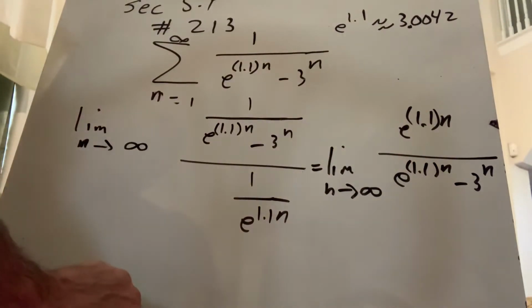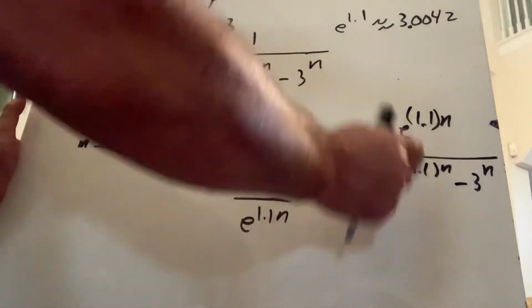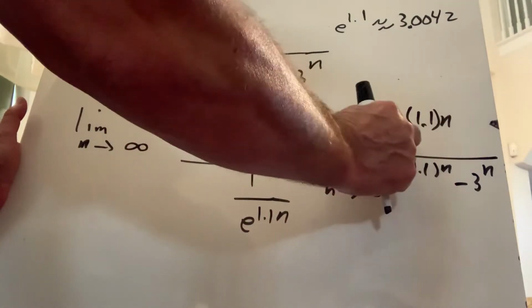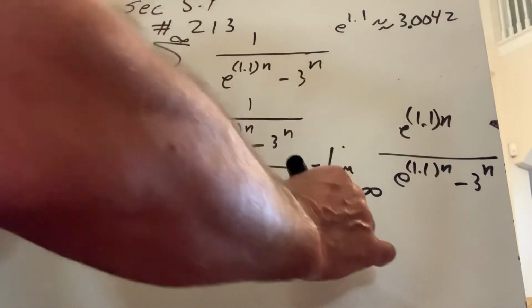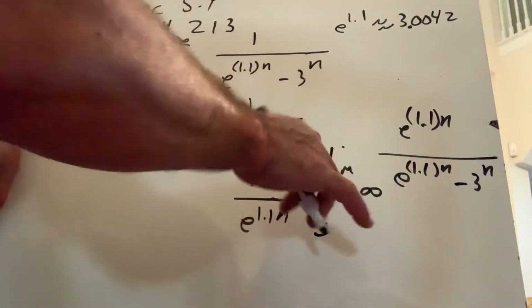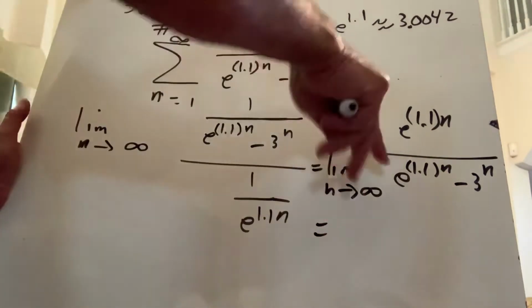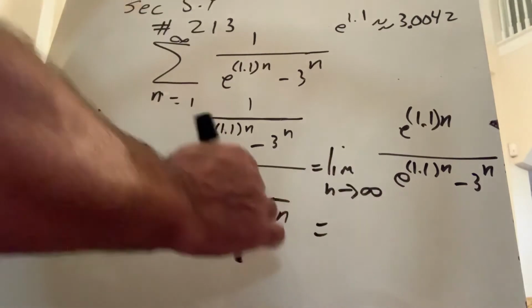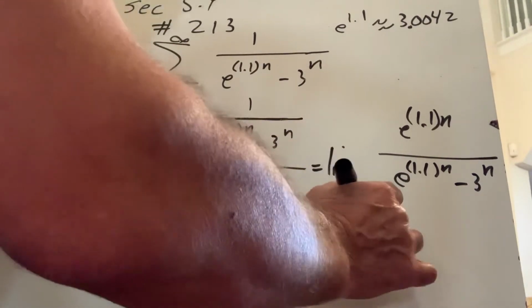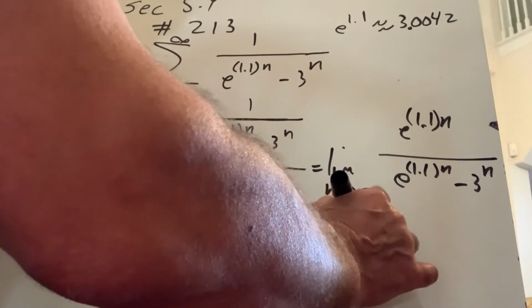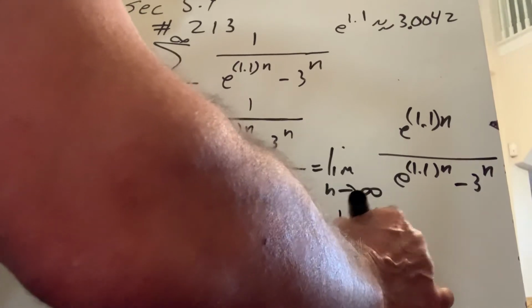Now you can also take the top and the bottom and divide by, again, the leading term, which will be e to the 1.1 n. Sometimes when n goes to infinity, you can take that approach, or you can just take the leading term. But either way, you should get that at the end of the day, this will be the limit as n goes to infinity.